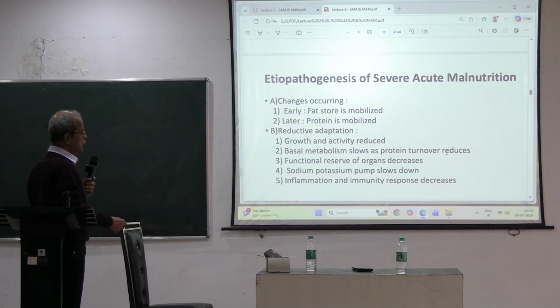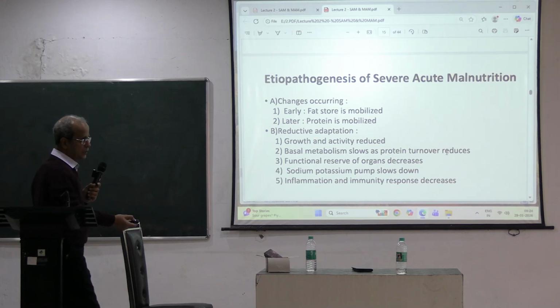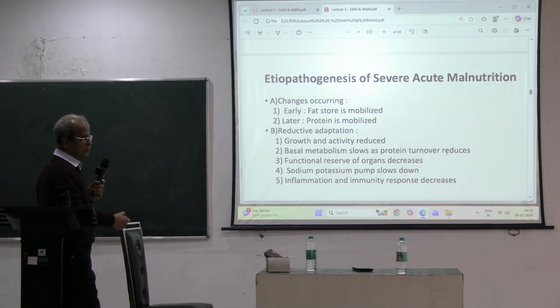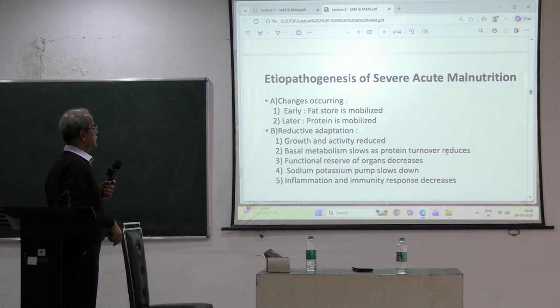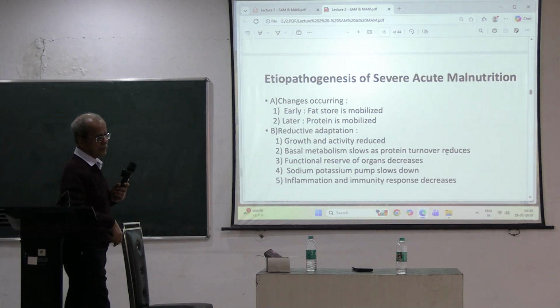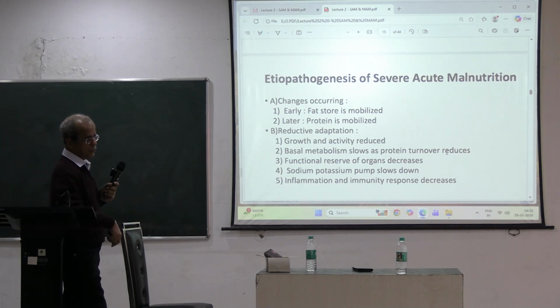Basal metabolism slows because protein turnover reduces. The child will feel cold. If you feel the extremities, they will feel cold and the child is not active because of loss of basal metabolism. The functional reserve of all the organs is affected, especially the organs which are metabolically more active and more vital for life; they are affected more than other organs.